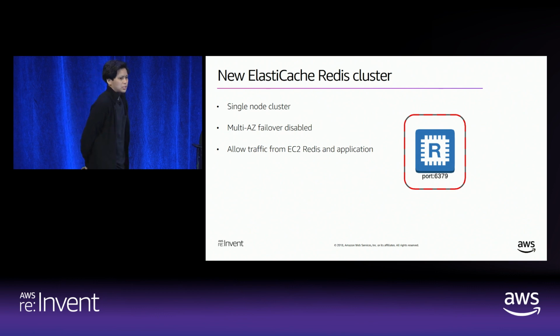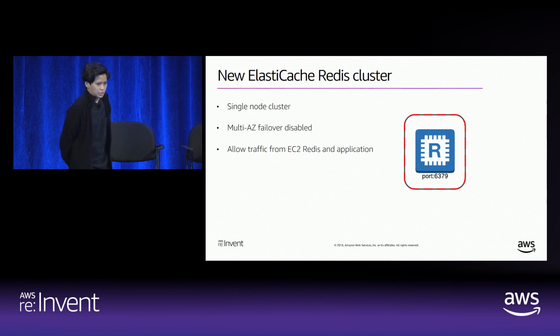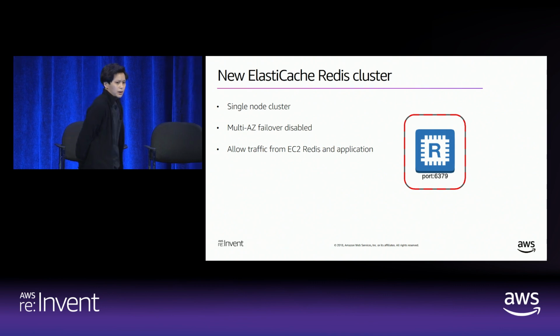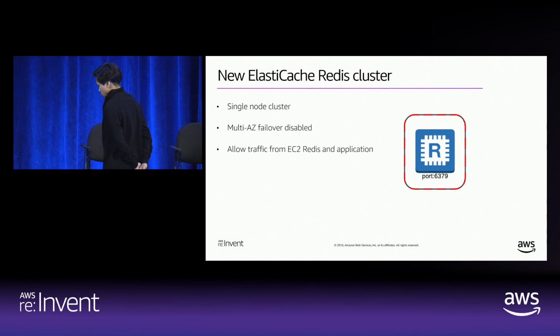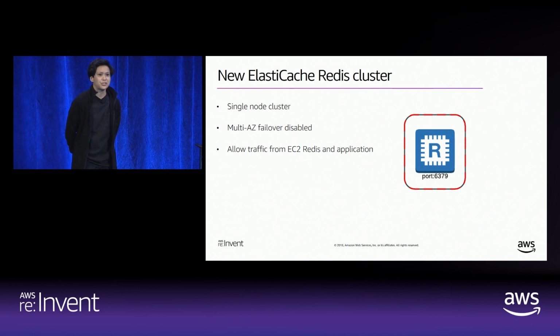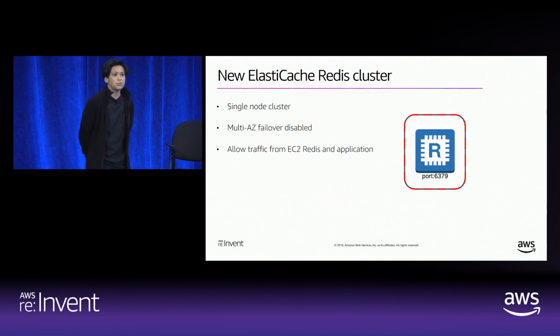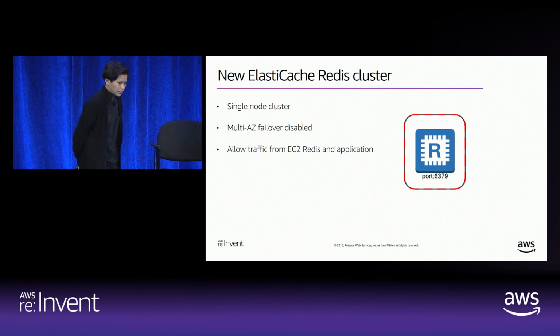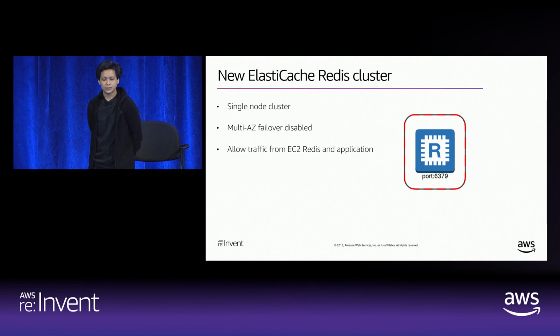Then for the new ElastiCache Redis cluster, it had to be single node cluster. I'll explain that in a little bit, right? With multi-AZ failover disabled. So it had to be a single node cluster because in order for us to replicate or sync the data from EC2 Redis, we had to make the ElastiCache Redis single node cluster a replica, right? So now we have a cluster with one master in EC2, one replica in EC2, and the second replica in ElastiCache. And then we allow traffic from EC2 Redis and the application.